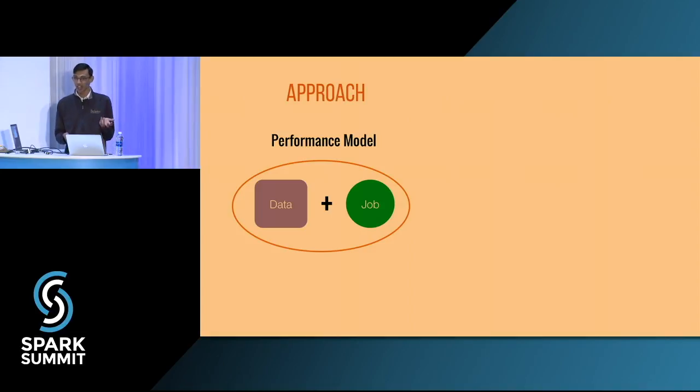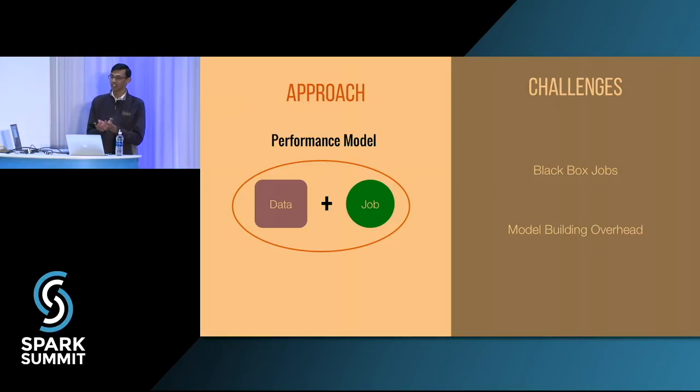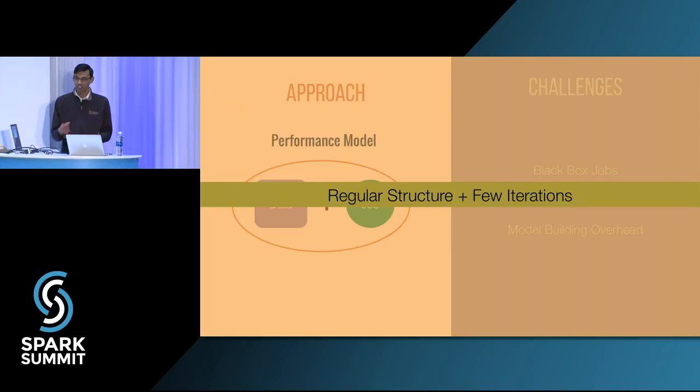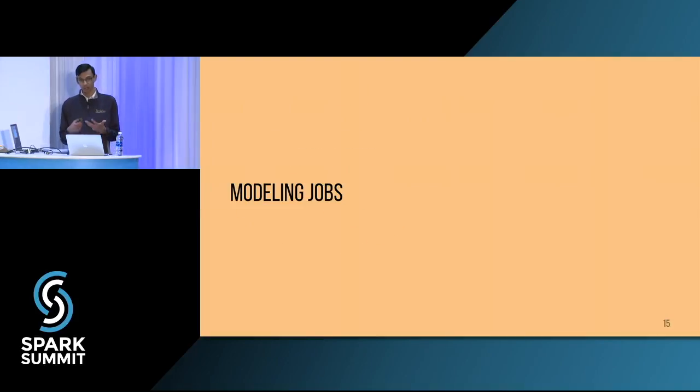The big challenge in doing this is that we're dealing with black box jobs where we don't know much about what is running in the job. We also want low overhead in building this model; we don't want to spend a lot of time building it. The main insight as to why we think this would work is that we can exploit some of the structure present in these workloads and thus build a cheap model that can answer these what-if questions. So with that, I'll switch to the second half of the talk, where I'll talk about our performance model and how we go about building it.